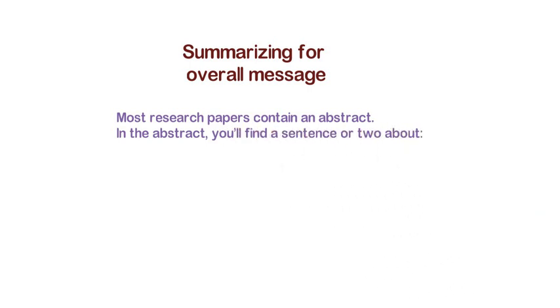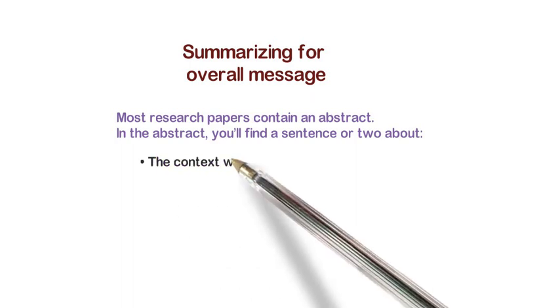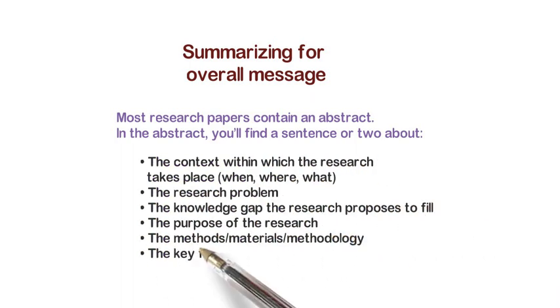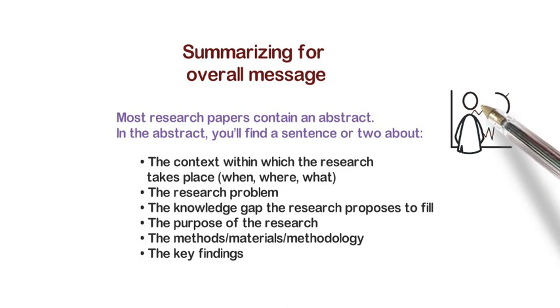Most research papers contain an abstract, and in the abstract you'll find a sentence or two about the context within which the research takes place, the research problem, the knowledge gap, the purpose of the research, the methods, and the key findings. Now, the whole point of summarizing the overall message of a paper is to get what the paper is about, this global message that can be very useful when you are looking to compare papers, rather than just taking one sentence out of the paper.